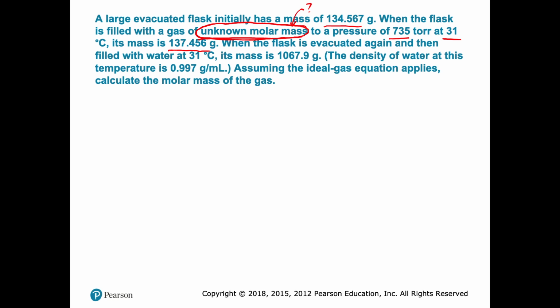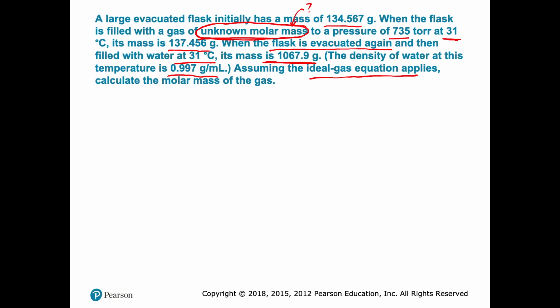So the flask is evacuated again, and then it's filled with water at 31 degrees Celsius, just like the gas. They're doing this so that they can figure out the volume of the flask. We can use the grams of water in there to figure out the volume of the actual flask. It gives you that the density of water is 0.997 grams per mL, which is helpful. Assuming the ideal gas equation applies, not the Van der Waals equation, this is one of those PV equals nRT things again, but it's going to be a modification of that.